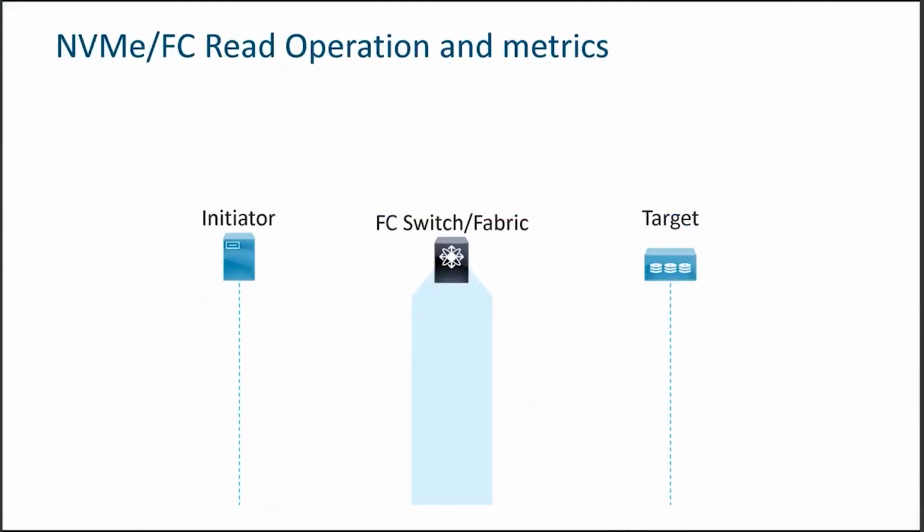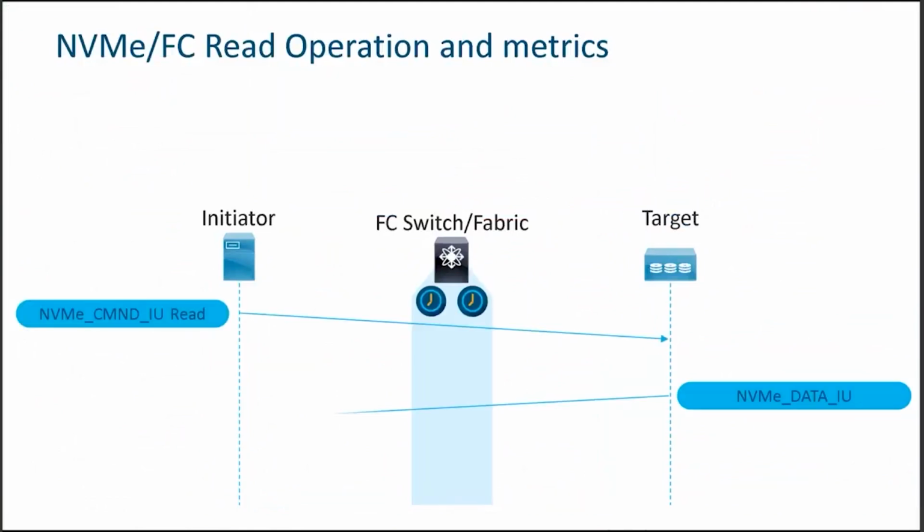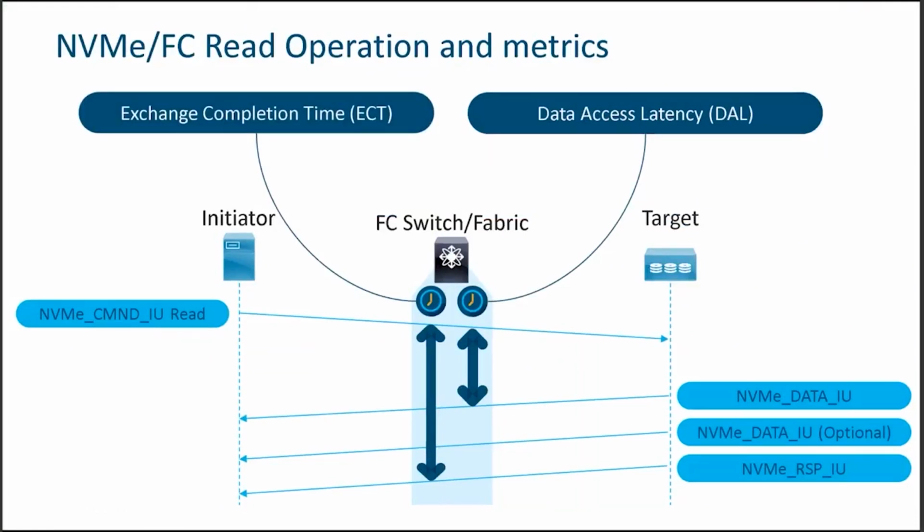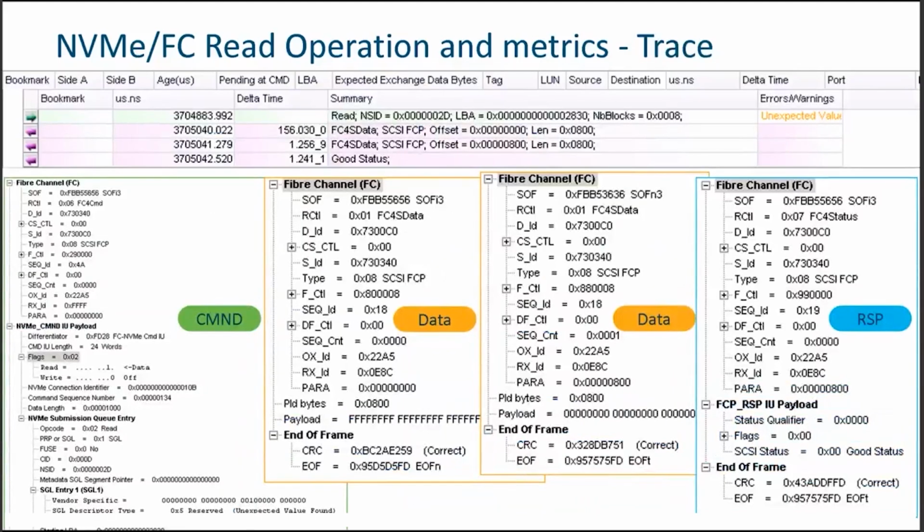Okay, going to NVMe, the way read and write operations work over NVMe, the good news is they work exactly the same. Just the name of the IUs, or the information units, is different. You see now it's called NVMe command IU, but the whole concept is the same, right? The way we calculate DAL and ECT, the frame transactions, different directions, exchange IDs, sequence IDs, and everything remains the same. The packet headers would look different, not the Fibre Channel header, because NVMe is a new protocol.